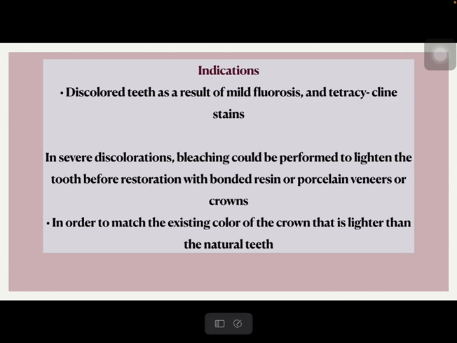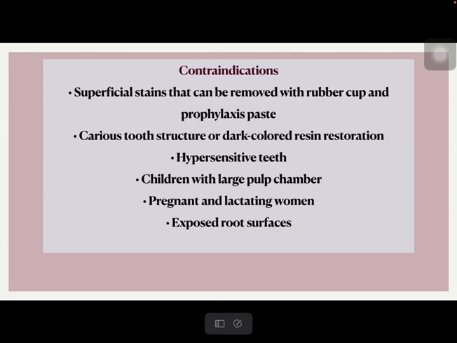The contraindications are superficial stains which can easily be removed by rubber cup and prophylaxis paste, carious tooth structure, hypersensitive teeth, children with large pulp chamber, pregnant and lactating women, exposed root surfaces.